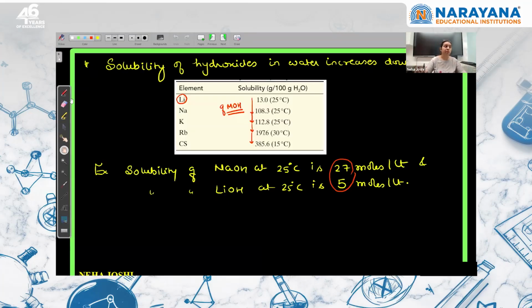This is different, this is important. Kindly remember this: solubility of hydroxides in water increases down the group. See, lithium hydroxide, then take sodium, potassium, rubidium, cesium. It is increasing. Lithium hydroxide is only 5 moles per liter soluble. NaOH is soluble to 27 moles, 5 times more soluble. So down the group, their solubility increases.